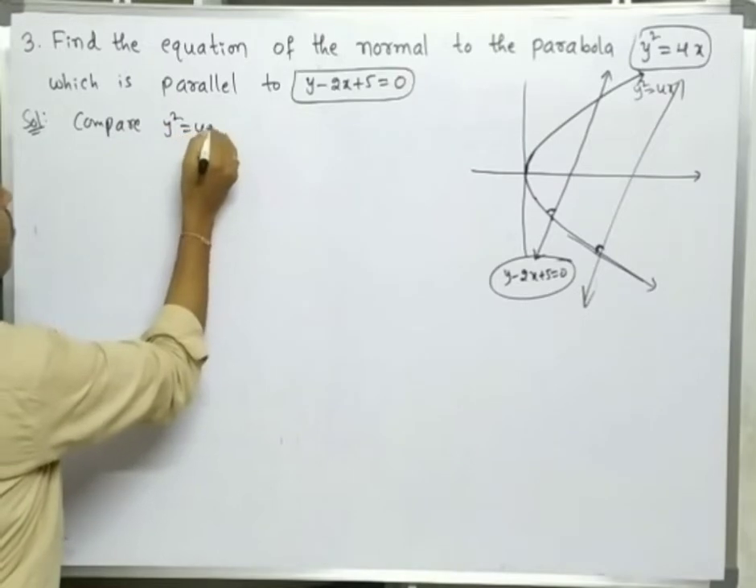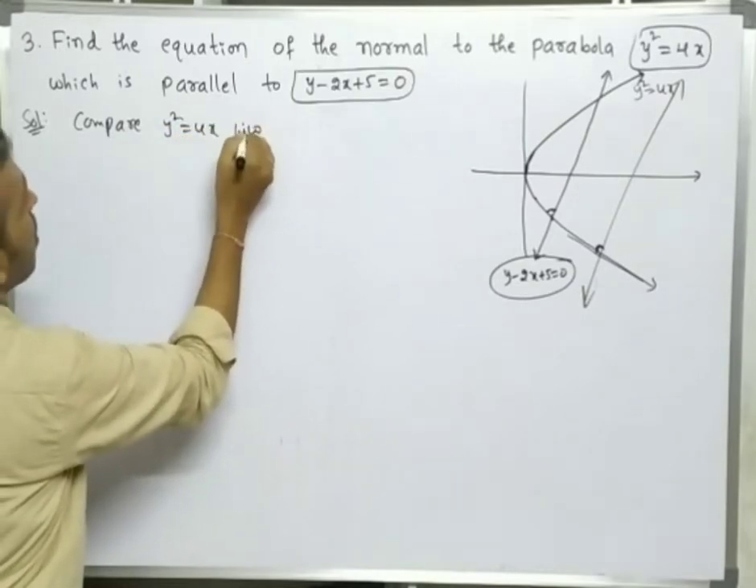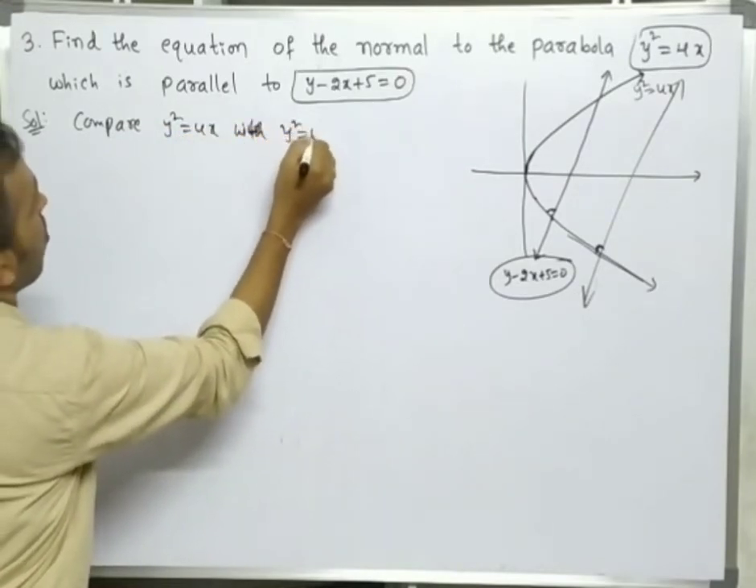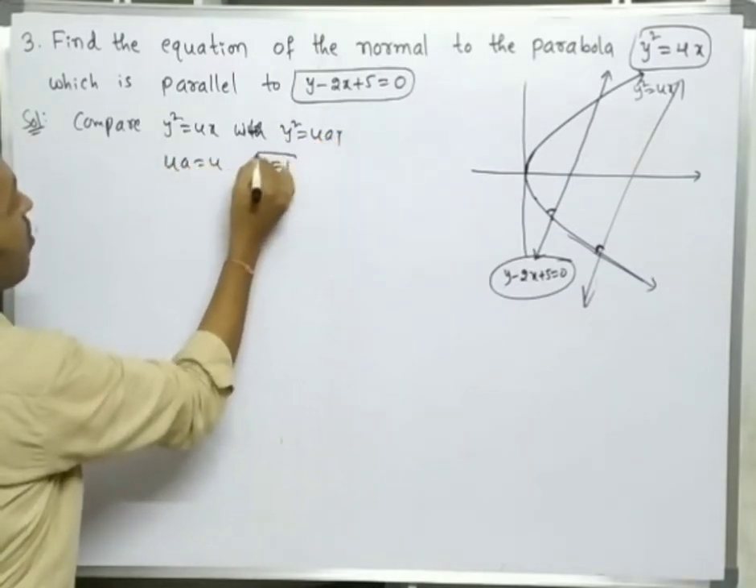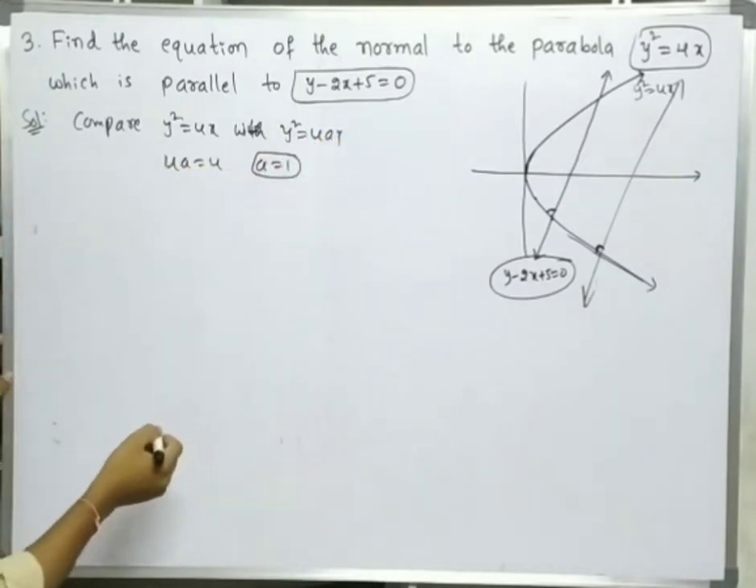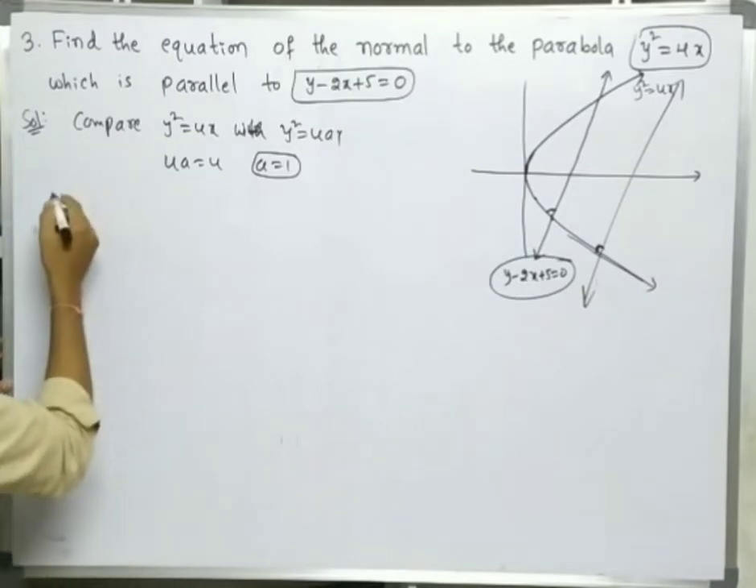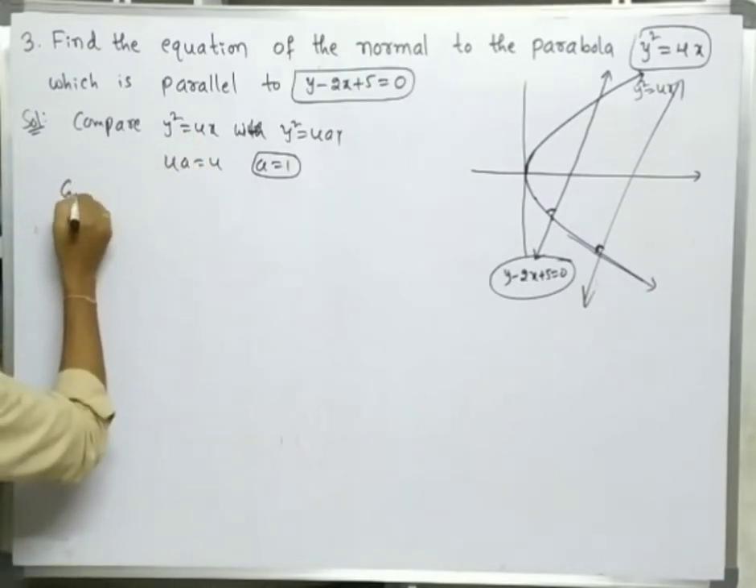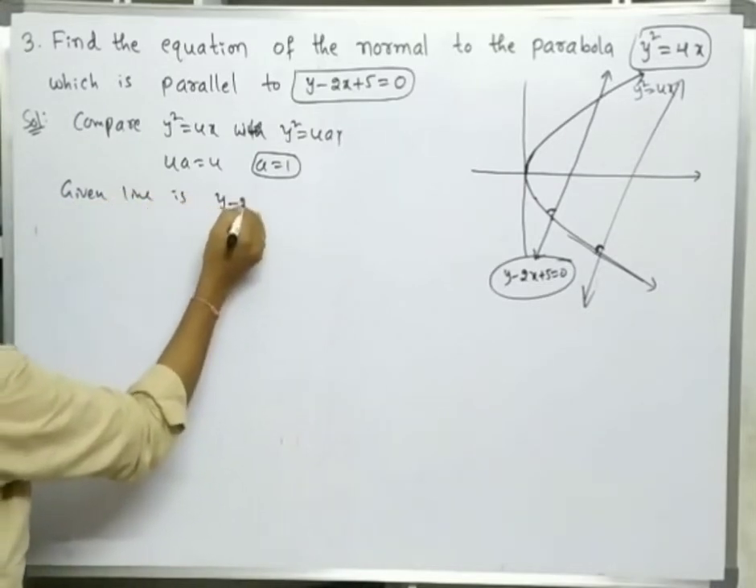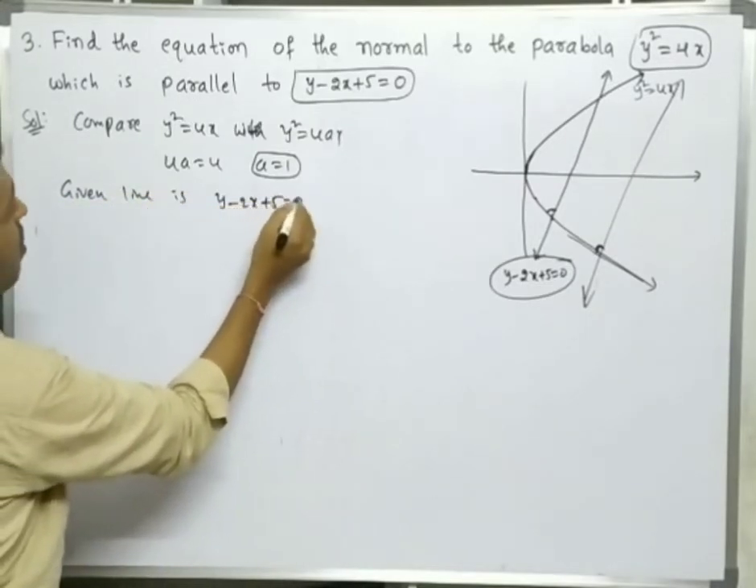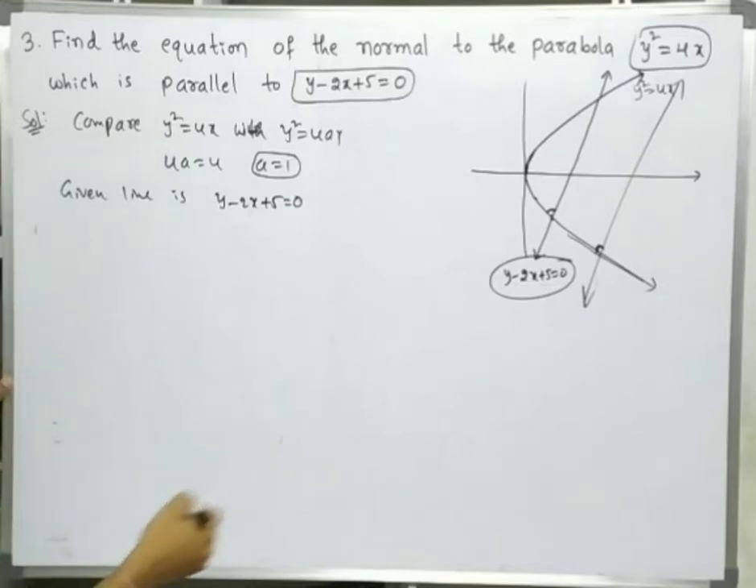First of all, same procedure: compare y square is equal to 4x with y square is equal to 4ax. So 4a is equal to 4, then a is equal to 1. Next, what is the given line? The given line is y minus 2x plus 5 is equal to 0.